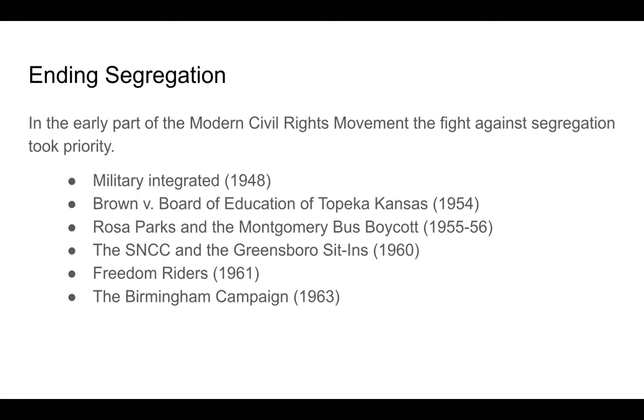In the early part of the modern civil rights movement, the fight against segregation took priority. What I have listed on this screen, and then I'm going to click through a few pictures, are several either actions, legislations, and or protests that tackled segregation in a specific area or in a specific way. So as you read through these, you see there's the military, you see education, in Montgomery, busing. The sit-ins in Greensboro were about restaurants, and again, Freedom Riders was about busing again.